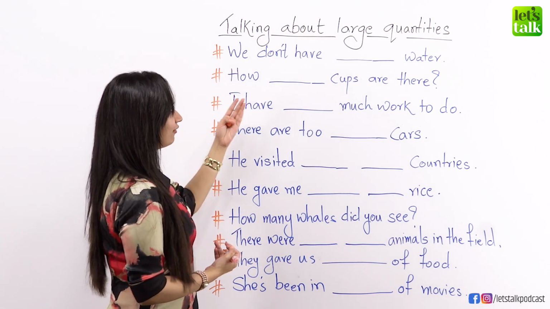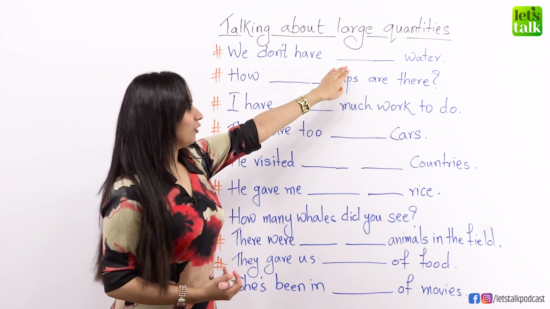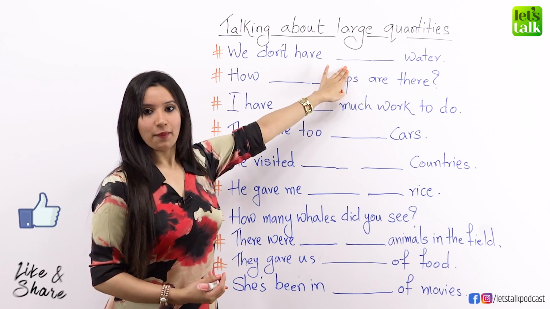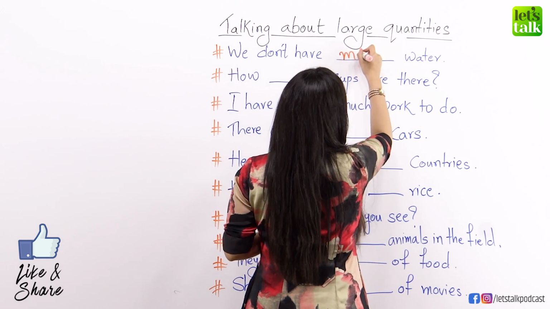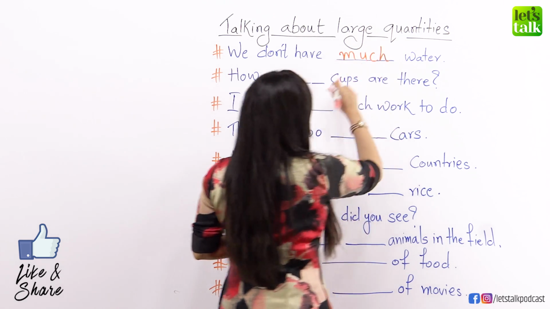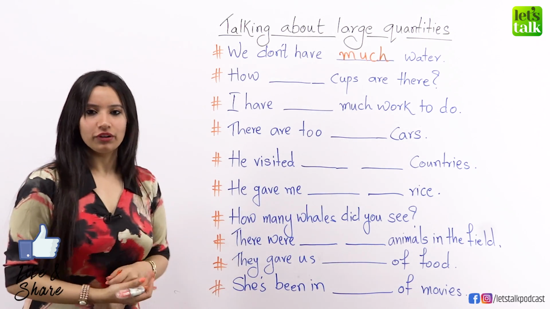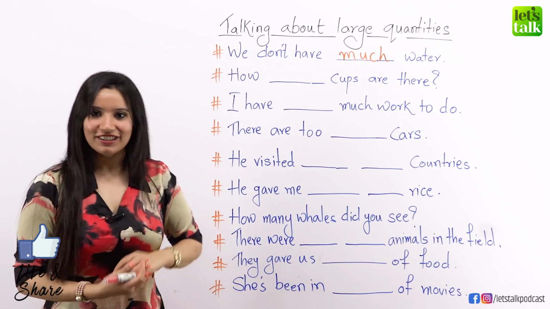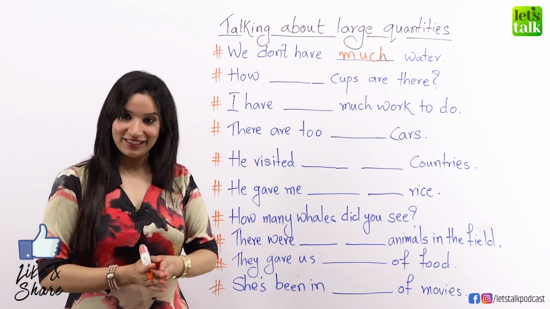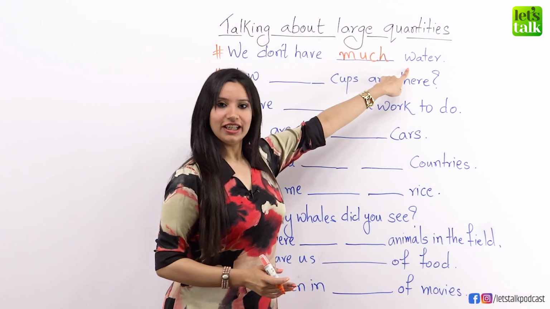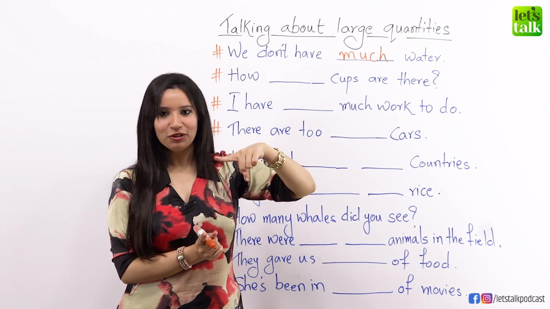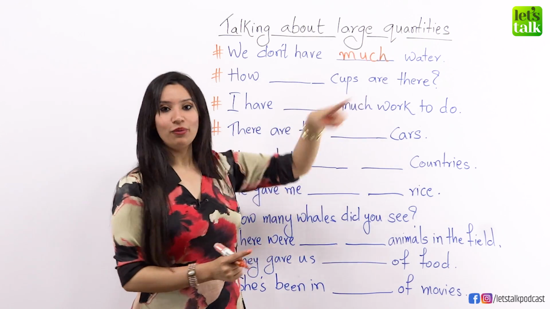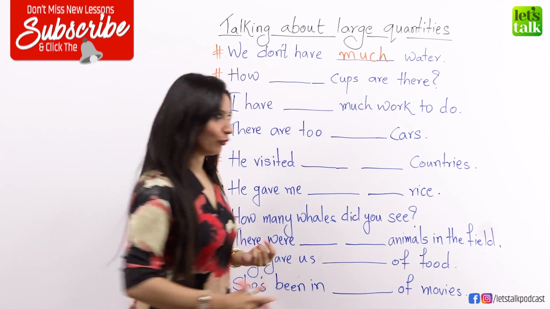We don't have dash water. What should we write here? Should we write many or much? Well, you should be writing much. And what if you say we don't have many water? Why is it incorrect? The reason that it's incorrect is because water, can you count water? Can you count the number of water in a class? No, you can't. So that's why water is an uncountable noun.